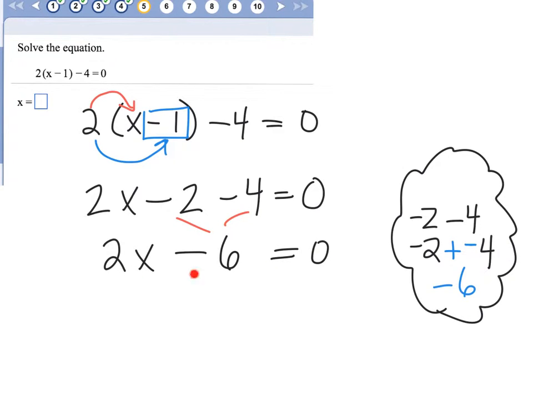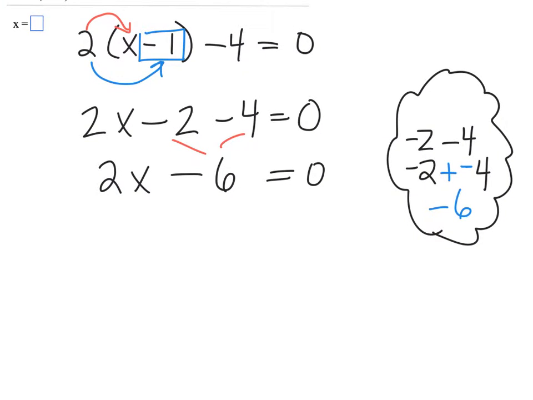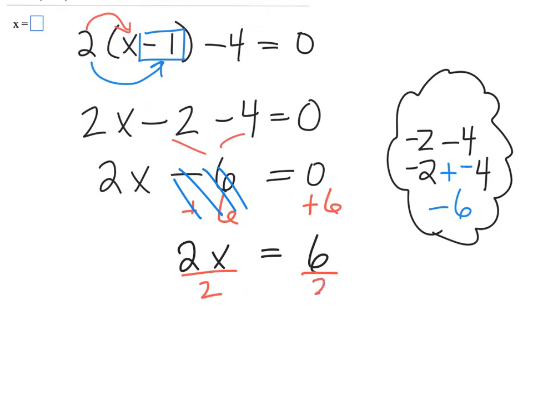So now we officially have a nice algebra problem to solve. And what are we going to do? Well, we're going to add 6 to both sides. So this kind of undoes each other. So we end up with 2x is equal to 6. And then we're going to divide both sides by 2. And you get x equals 3.